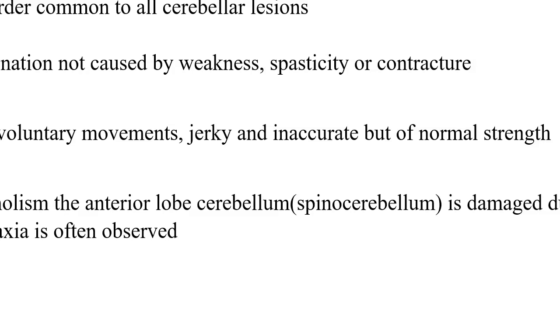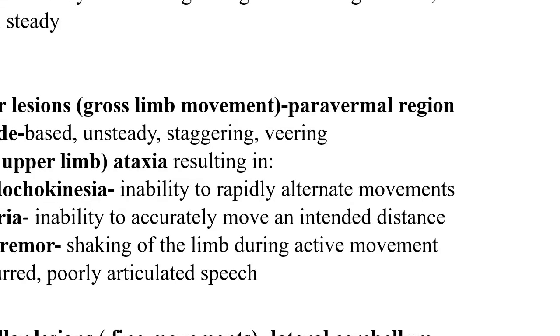We also see patients with chronic alcoholism, which tends to really impair the anterior lobe of the cerebellum, that's spinocerebellum. That tends to be the part of the cerebellum that gets damaged with long-standing alcohol abuse. That becomes damaged due to poor nutrition, and we can see ataxia resulting from alcohol abuse as well. So generally ataxia is something that we see with cerebellar lesions.